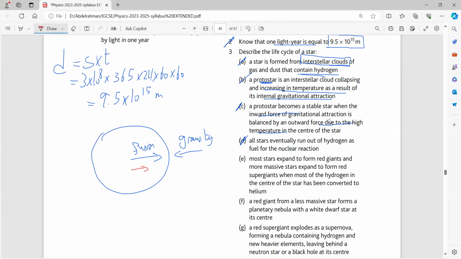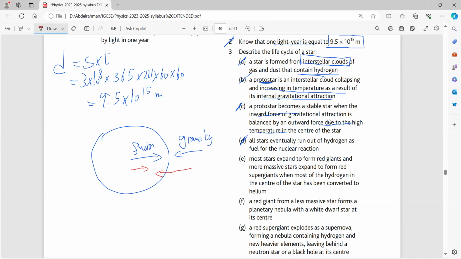What will happen? The gravity is now much stronger than the fusion. So when the gravity is stronger than the fusion, it pushes the core inwards. It creates an extra inward force. This extra inward force actually causes the helium atoms to start to fuse. When the helium atoms start to fuse, what happens? An even larger fusion force acts outwards.